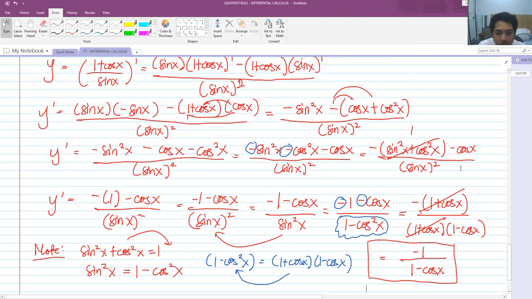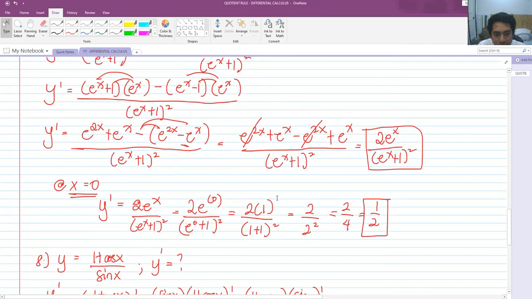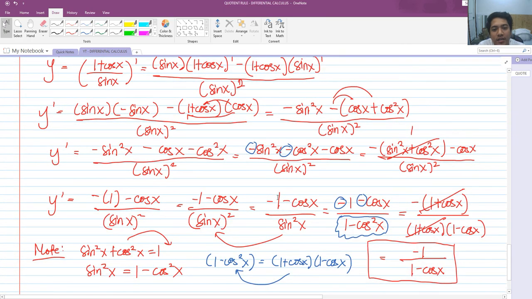And that's all about the quotient rule, and I hope you guys learned something new for differential calculus.